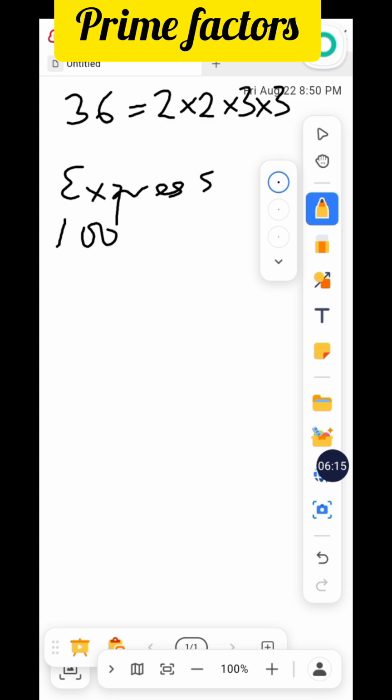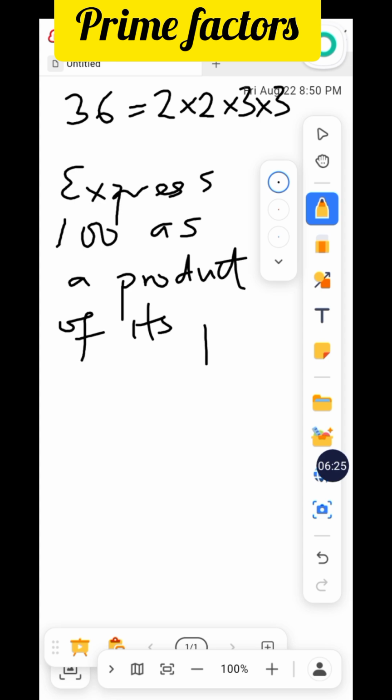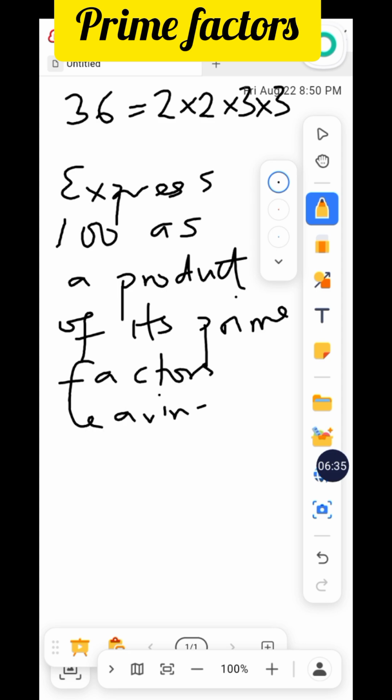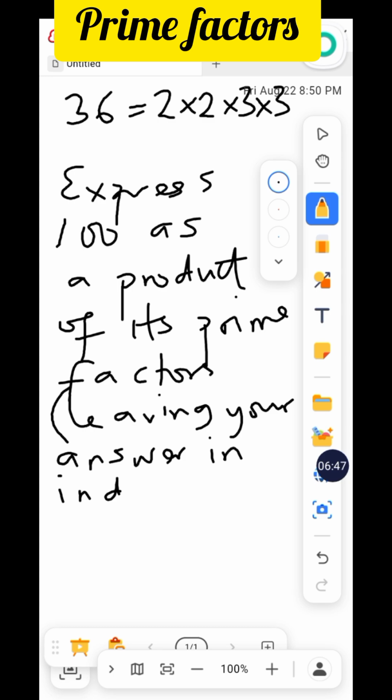Express 100 as a product of its prime factors. In some questions, when they have already said as a product of its prime factors, they can also write something like, okay, leave your answer in index form. Once you have done the first step, I'll now show you what it means to leave your answer in index form.